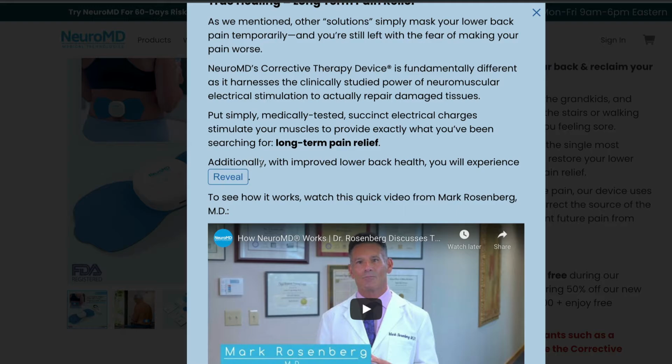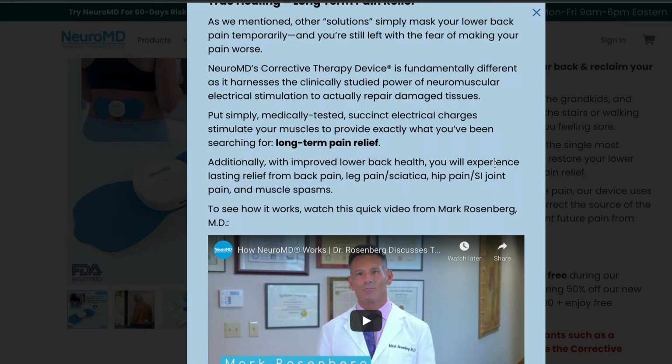But why am I doing this? I'm doing this for two reasons. One is for the dramatic effect, but the other is because I want my reader to interact with me. Because the more they interact with me, the more the idea is embedding in their brain. And so when you click on reveal, it says, additionally, with improved lower back health, you will experience lasting relief from back pain, leg pain, sciatica, hip pain, joint pain, and muscle spasms. So again, we're answering the question in a very interesting way.